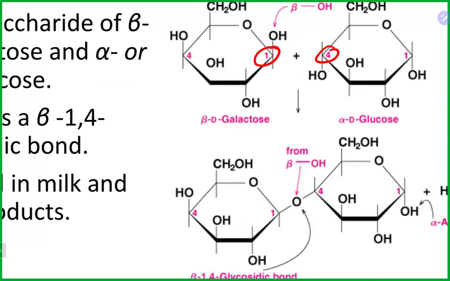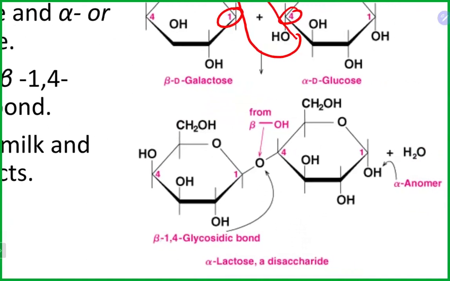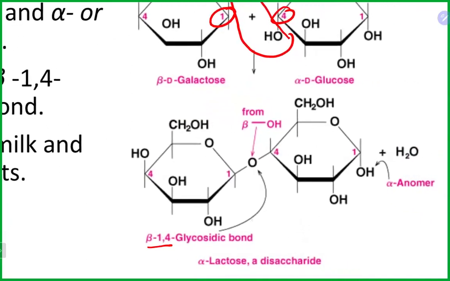And same deal here. We're just going to take out water, however you want to think about it, it doesn't really matter for our purposes. So two hydrogens, obviously, and an oxygen. That still leaves us one oxygen, which is how they bond together. And that creates this beta 1,4 glycosidic bond.